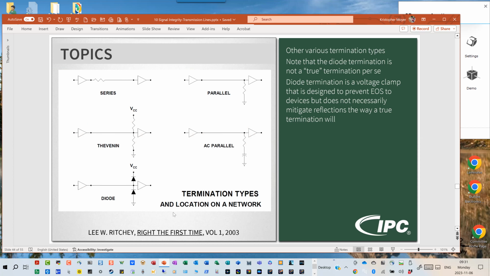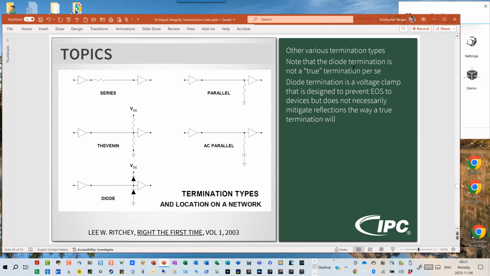Again, taken from Lee Ritchie's book right here, series termination has the driver, the resistor in series, the receiver. Then we have parallel termination. With parallel termination, we're trying to balance out the termination by putting a pull down resistor right here. Then we have what we call the Thevenin, which is a pull down and a pull up. We have the AC parallel, which is a pull down resistor with a capacitor right here. And we have what we call diode here.